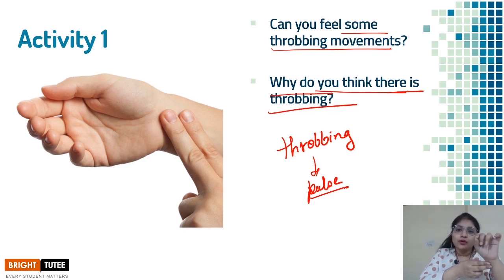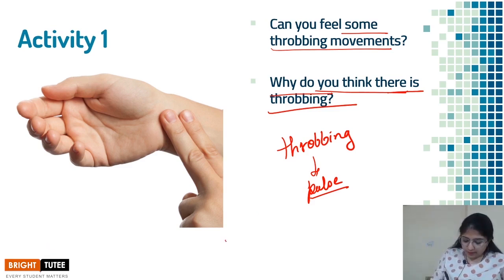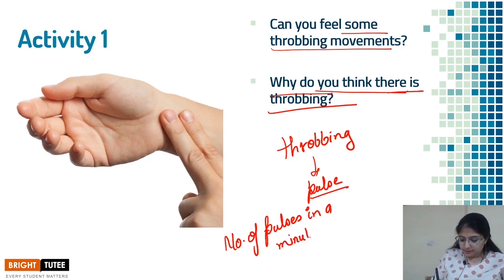Now, another thing which you can do is look at a watch and count for 1 minute. How many pulses can you count in a minute? That is called your pulse rate. So, the number of pulses in a minute is known as the pulse rate. So, what is a pulse rate? The number of pulses in a minute is known as the pulse rate.